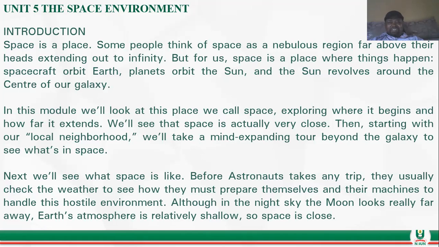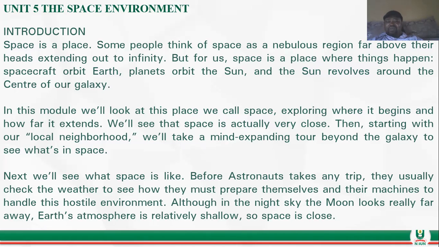Space is a place. Some people think of space as a nebulous region far above their heads, extending out to infinity. But for us, in atmospheric or space physics, space is a place where things happen. Spacecraft orbit Earth, planets orbit the sun, and the sun revolves around the center of our galaxy. In this unit, we will look at this place we call space, exploring where it begins and how far it extends. We will see that space is actually very close.